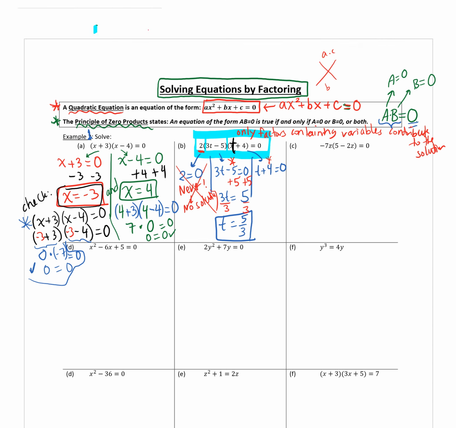Alright, let's try this last one here. t plus 4 equals 0. I'll solve it by subtracting 4. So it looks like t equals -4 is the other solution. There we are. So we have 2 solutions, not 3.